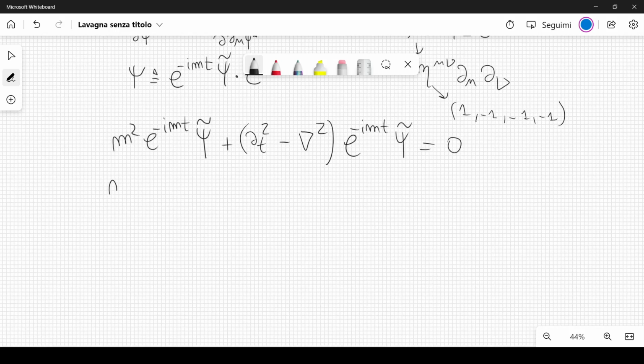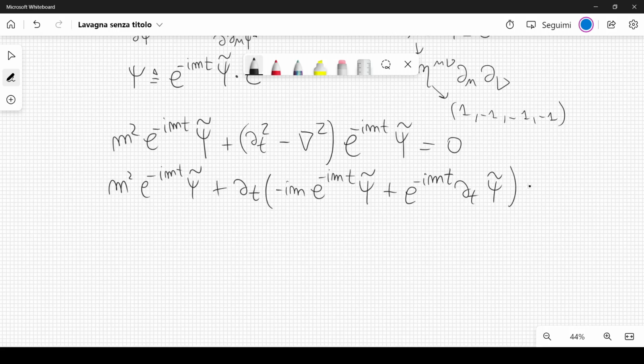So we can write this as m² e^(-imt) ψ tilde plus, then I have ∂_t again. So one ∂_t is going to act on this. So I'm going to rewrite it as minus im e^(-imt) ψ tilde plus e^(-imt) ∂_t ψ tilde, and then I have minus e^(-imt) ∇² ψ tilde equal to 0.